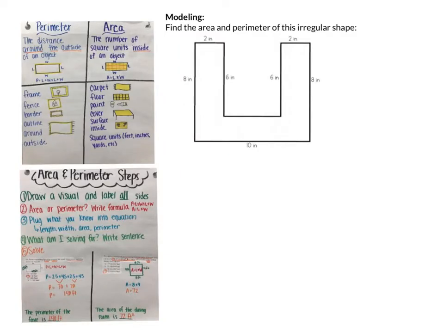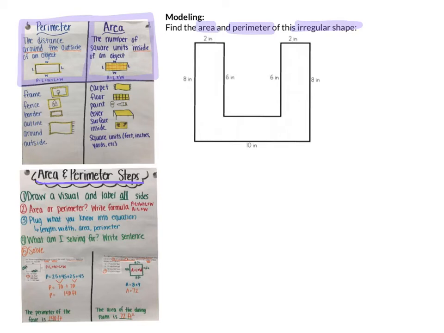Find the area and perimeter of this irregular shape. So in this problem, we're looking for the area and the perimeter of this irregular shape. When we look at our anchor charts, we're focusing on perimeter and area. Next, let's look at our area and perimeter steps to solve.